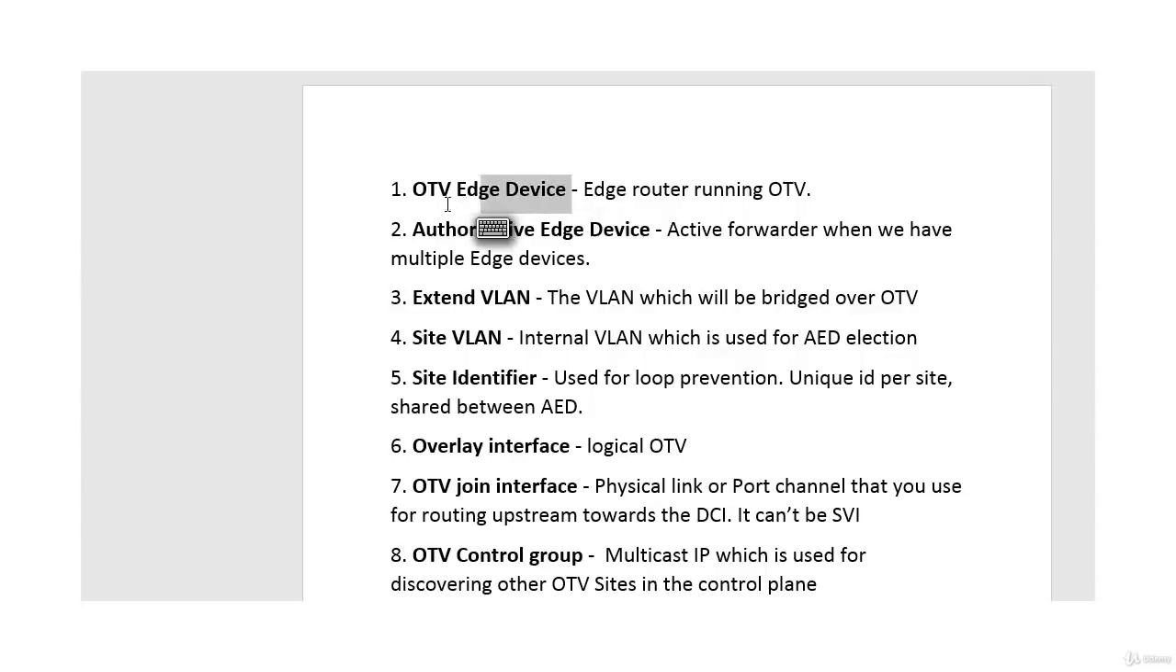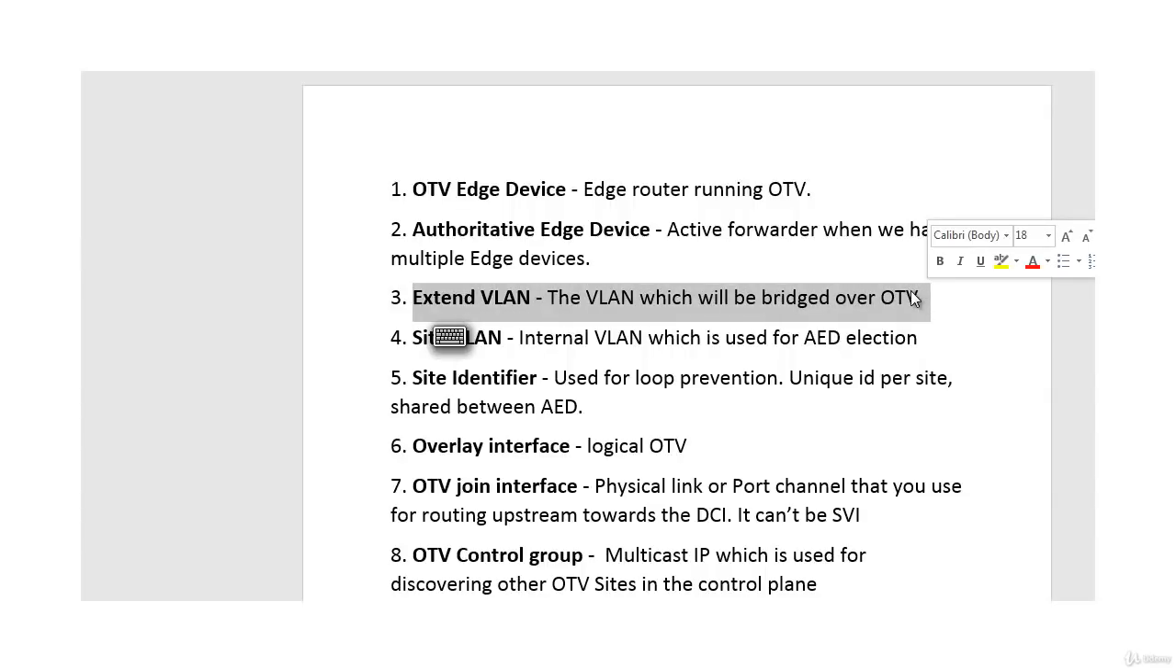First one will be the OTV edge device. I told you where OTV will be running. Authoritative edge device, actually the active forwarder. If there's only one device, then there's no choice, that edge device will be the AED. Extended VLAN, the VLAN which you want to span or extend to the other DC. The purpose is this one only. We want to extend. In this case, I want to extend VLAN 11.